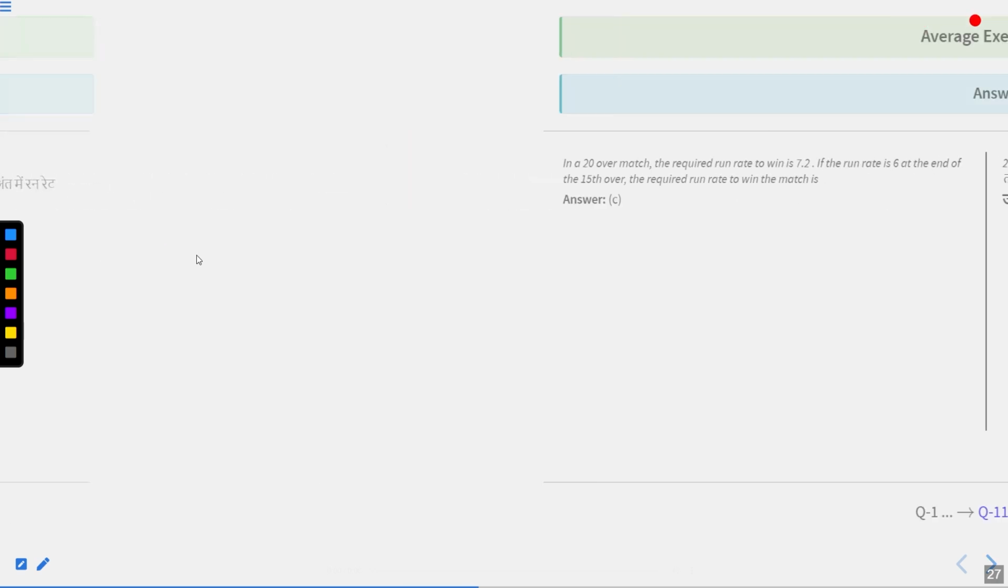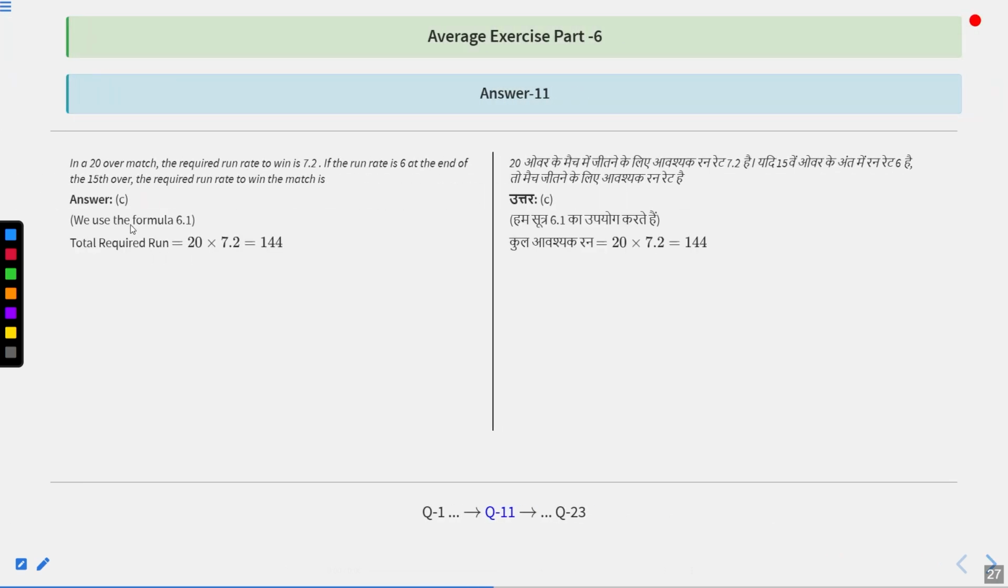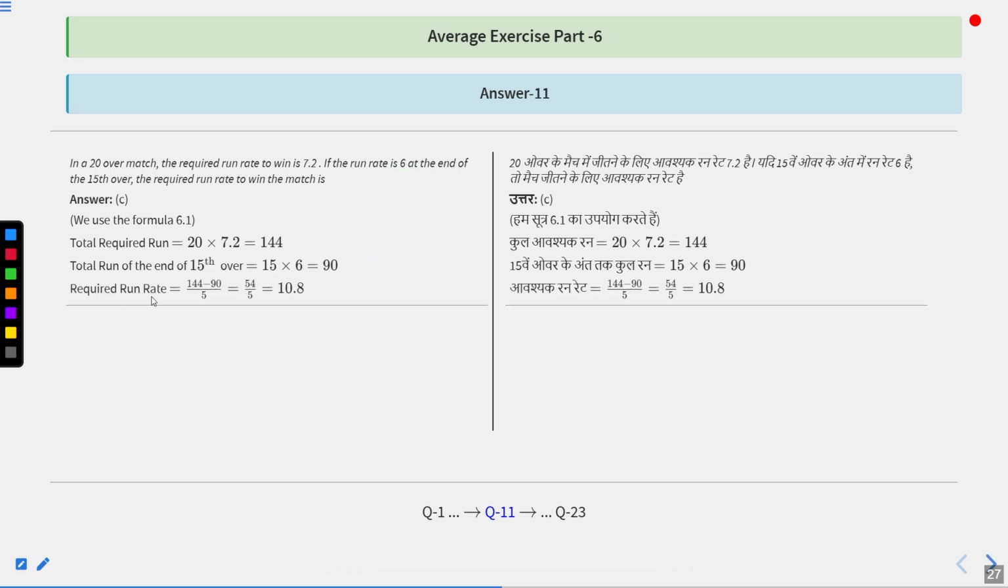Now time's up. Let's see the solution. The question says that total required runs will become 20 into 7.2, which is 144. The total run at the end of the 15th over is 15 into 6, because the average run rate was 6, so it is 90. So what will be the required run rate? We take the remaining runs divided by 5 overs. So 144 minus 90 upon 5, which becomes 54 upon 5. So we get 10.8 runs average run rate. Clear? So next one.